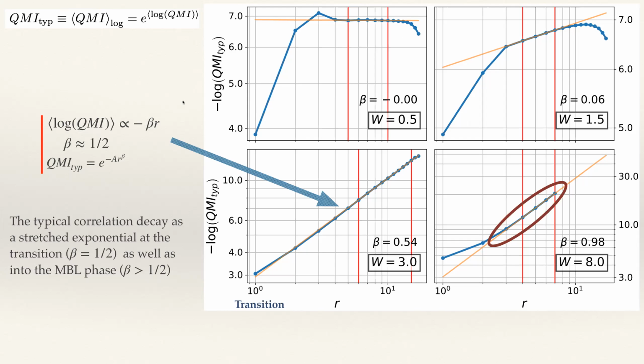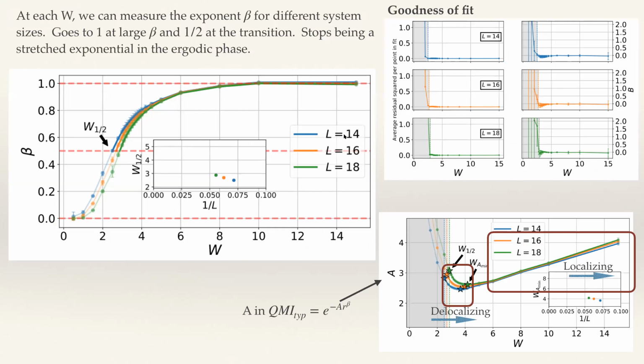Okay, so what we can do is we can now take this exponent beta from each of these individual W's and graph it. This is what we've done for L of 14, 16, and 18. We've gone to every W, we've pulled the exponent beta from the stretched exponential, and we can look at what it gives you.